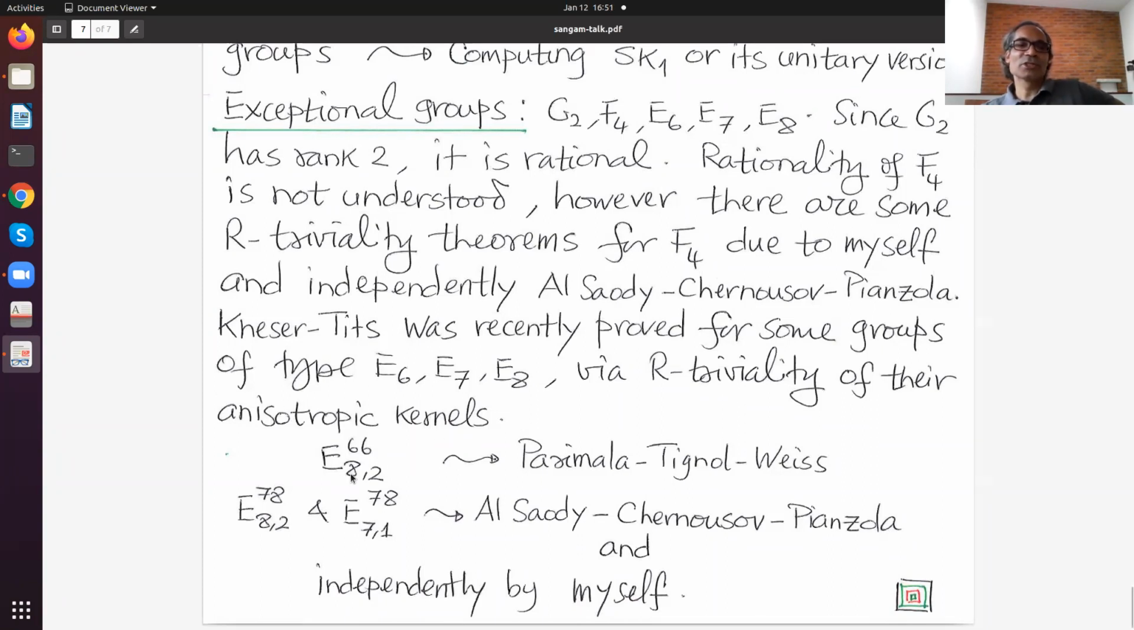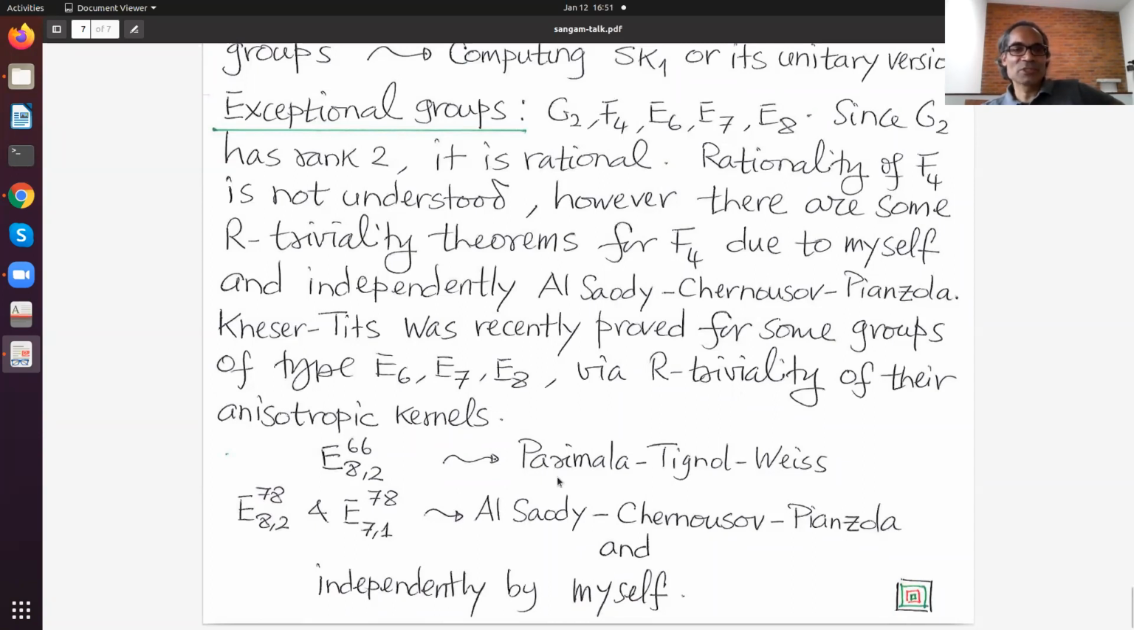So this is a version of the largest simple algebraic group. This denotes the K-rank, and this is the dimension of the anisotropic kernel. This conjecture was settled for this version of E8 by Parimala, Tignol, and Weiss in, I think, maybe 2011 or some such, I forget the year, but somewhere around that, or 12 maybe.